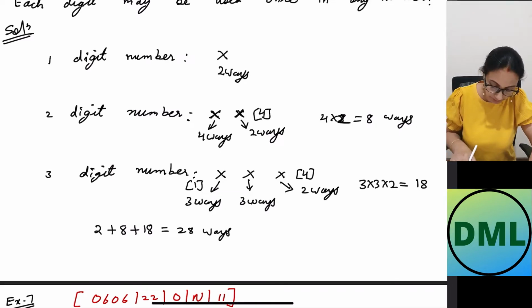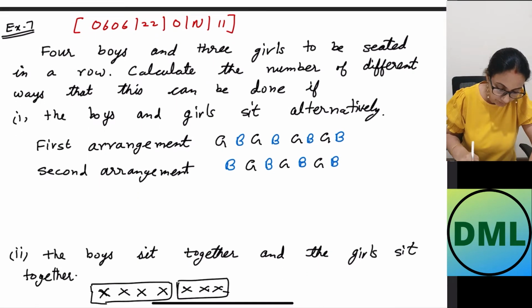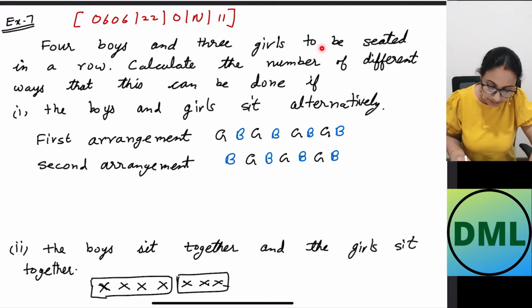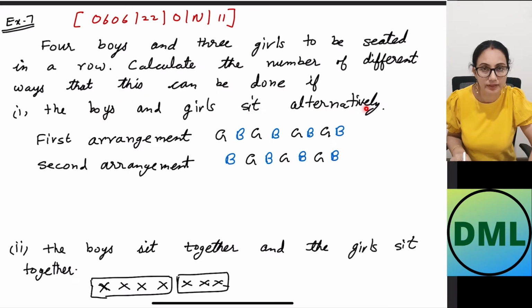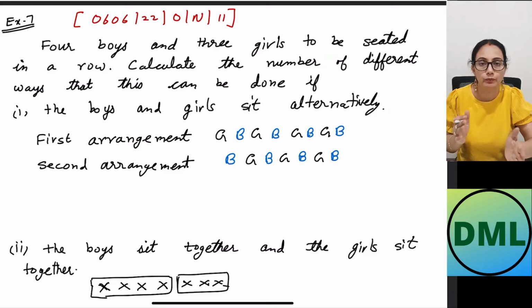Let's see one more example. 4 boys and 3 girls are to be seated in a row. Calculate the number of different ways this can be done if the boys and the girls sit alternately. Alternately means in between the boys there is a girl.